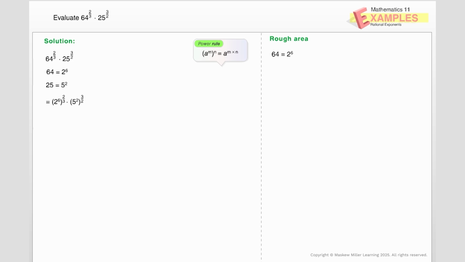Using the power rule, we can write the expression as 2 to the power 4 times 5 to the power 3, equals 16 times 125. Therefore, the given expression equals 2000.